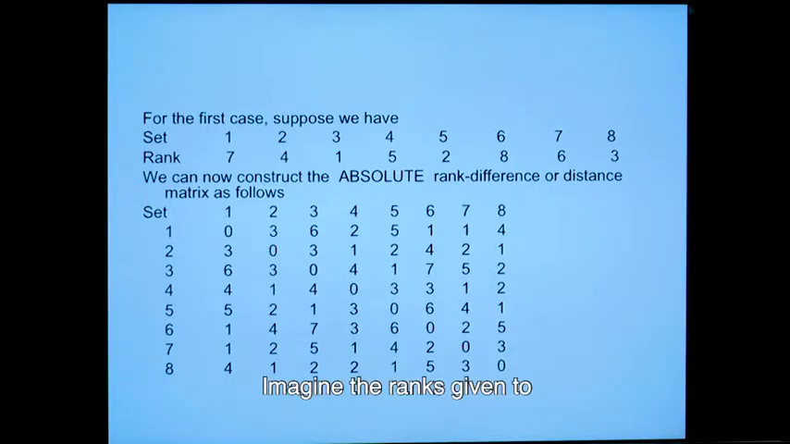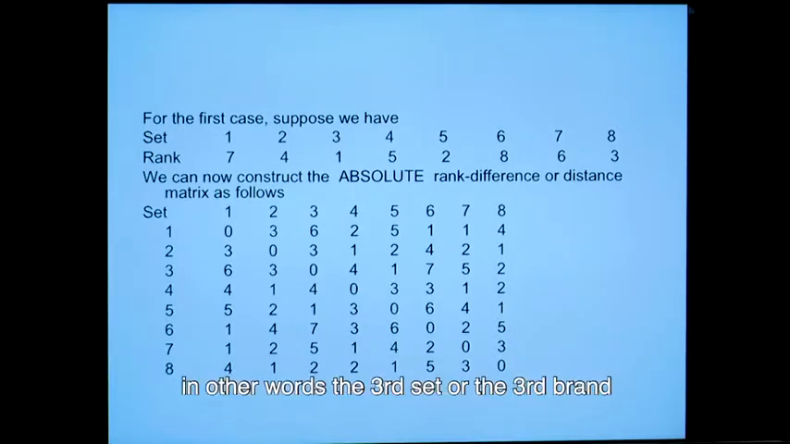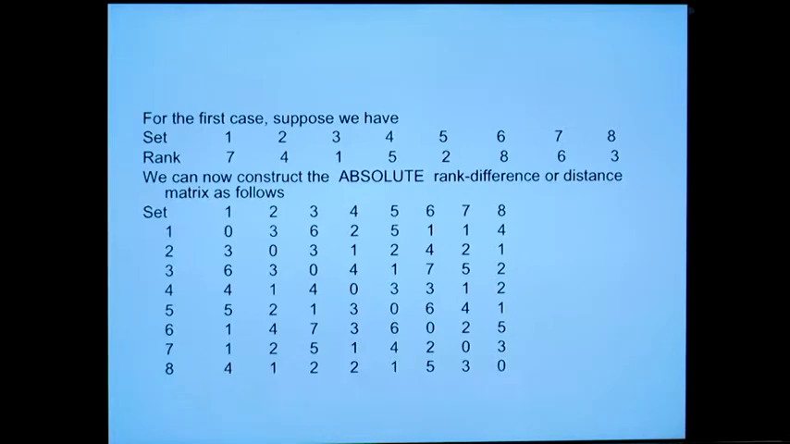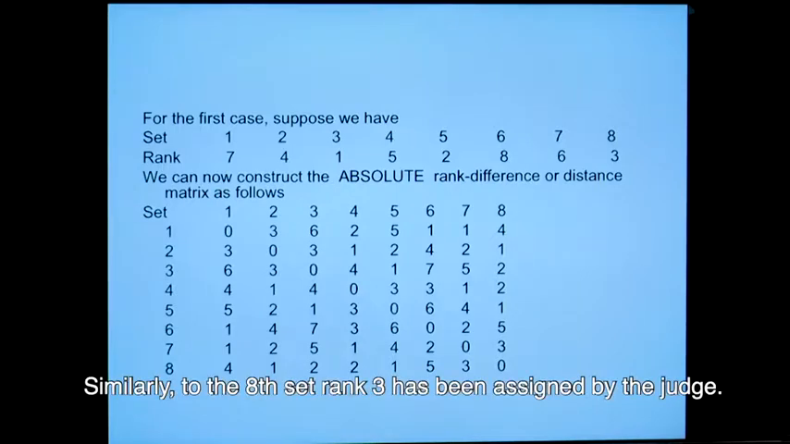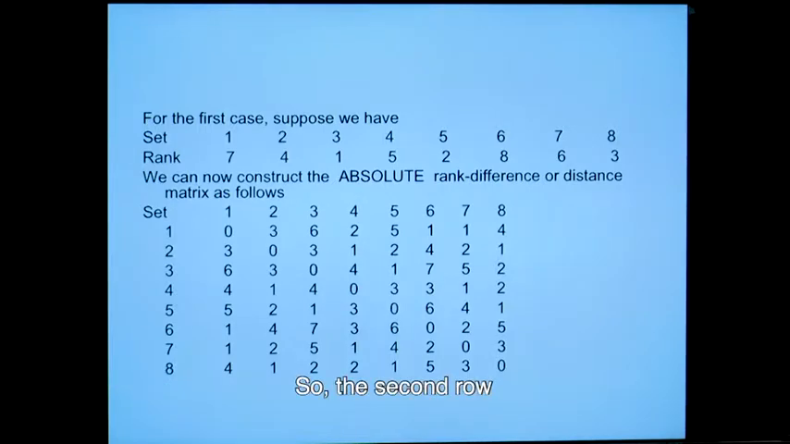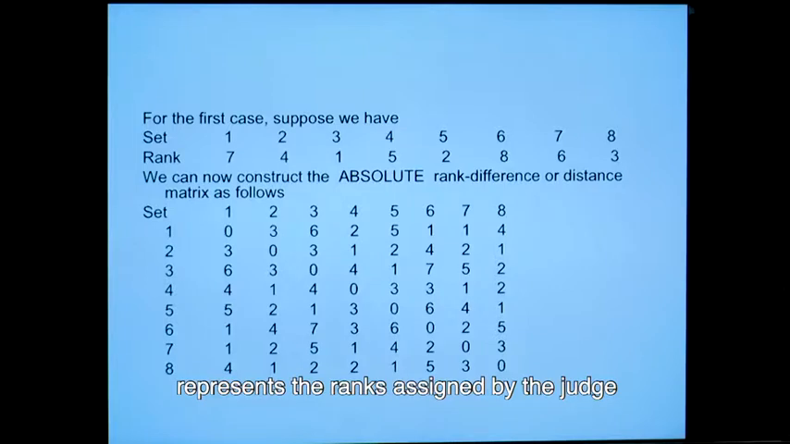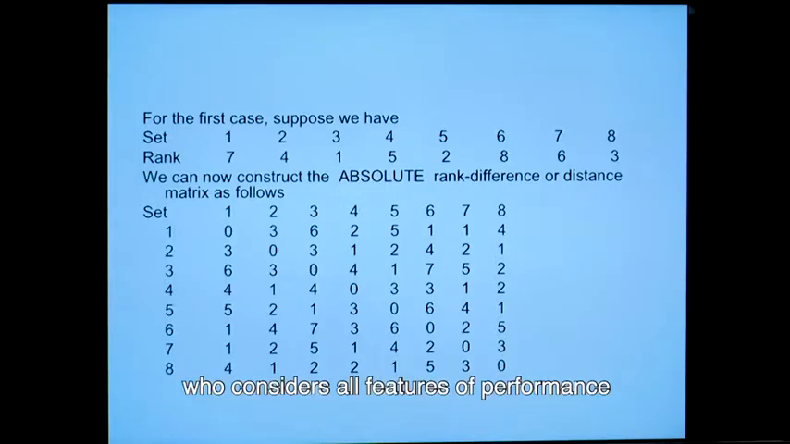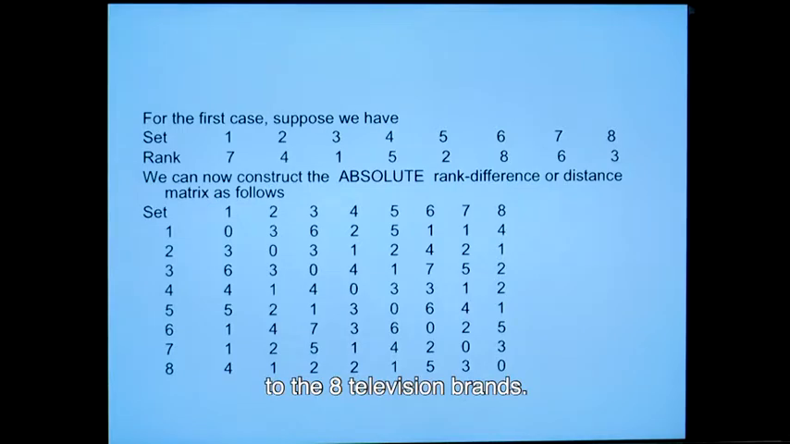Imagine the rank given to set 1, corresponding to brand 1, is 7, to set 2 is 4, and to set 3 rank 1. In other words, the third set or the third brand is judged as the best by the judge and assigned rank 1. Similarly, to the 8th set, a rank 3 has been assigned. So the second row represents the ranks assigned by the judge, who considers all the features of performance, to the 8 television brands. And then, in terms of these ranks, we can find the rank differences.